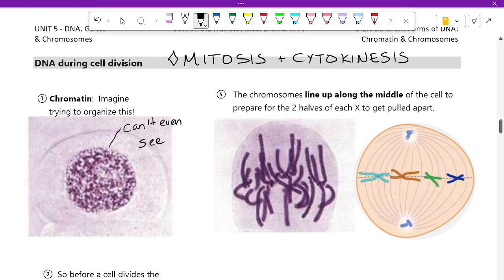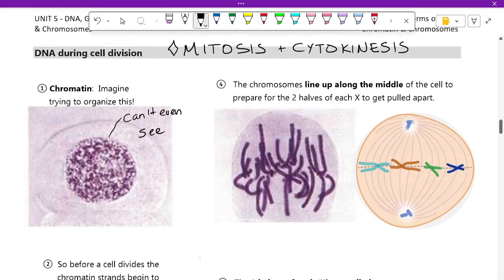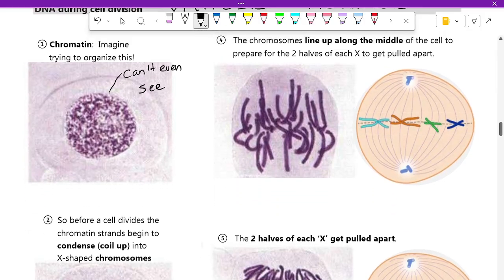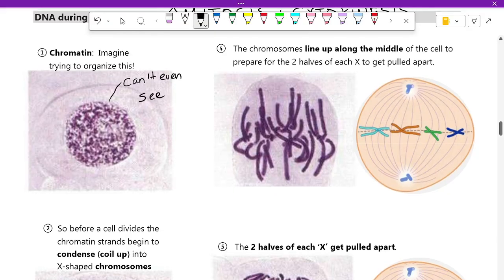So before a cell divides, the chromatin, actually there's a step in here that's missing. We'll call this 1.5. The DNA makes a copy of itself.